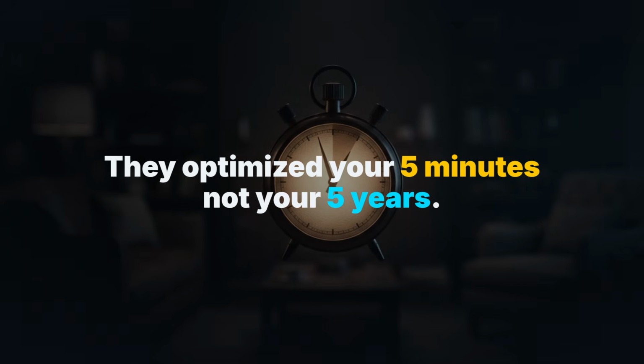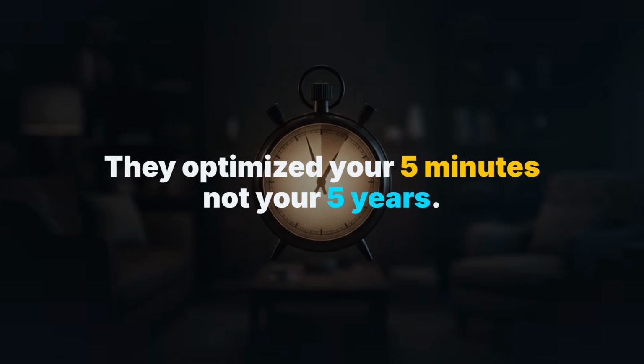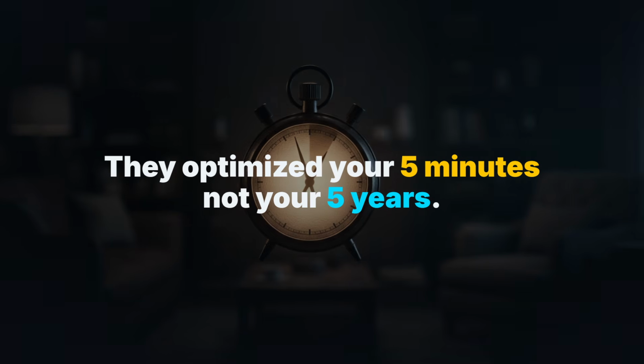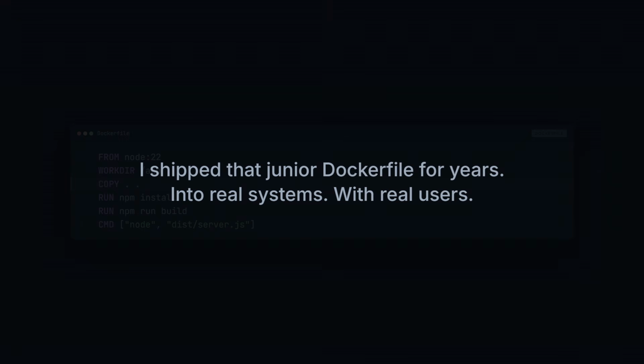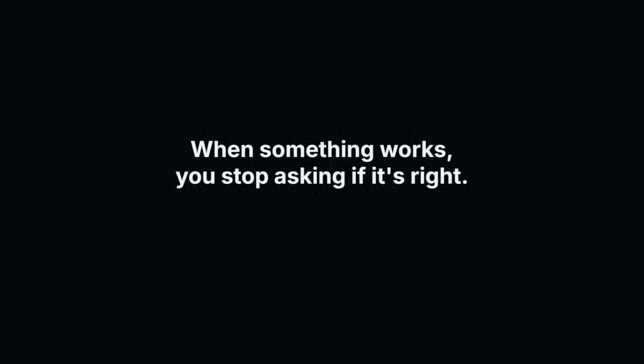But optimizing your first 5 minutes and optimizing your next 5 years are opposite goals. The tutorial optimized for adoption. You inherited the debt, and I'll be honest with you because otherwise this just sounds like a sermon. I shipped that junior Dockerfile for years, the single stage one. The COPY before the install. I put it into production, into real systems, with real users. Not because I was stupid, because it worked. And when something works, you stop asking whether it's right. That's the trap. The difference between a junior and a senior is almost never what you don't know how to do. It's what you think you already know, and never went back to question.